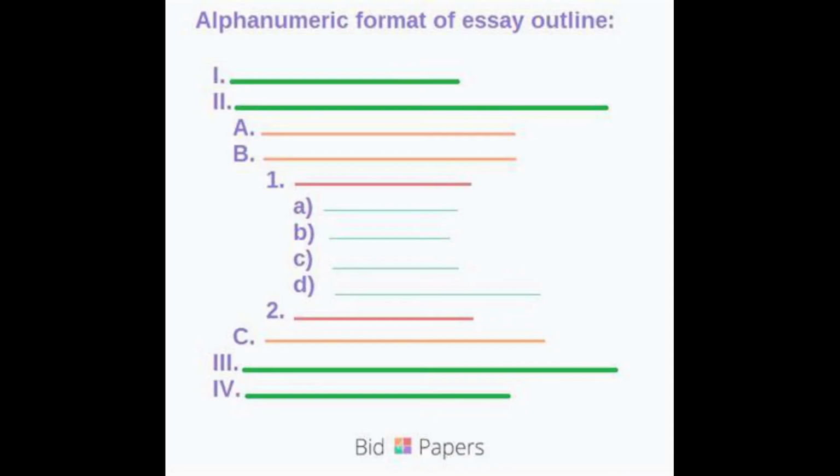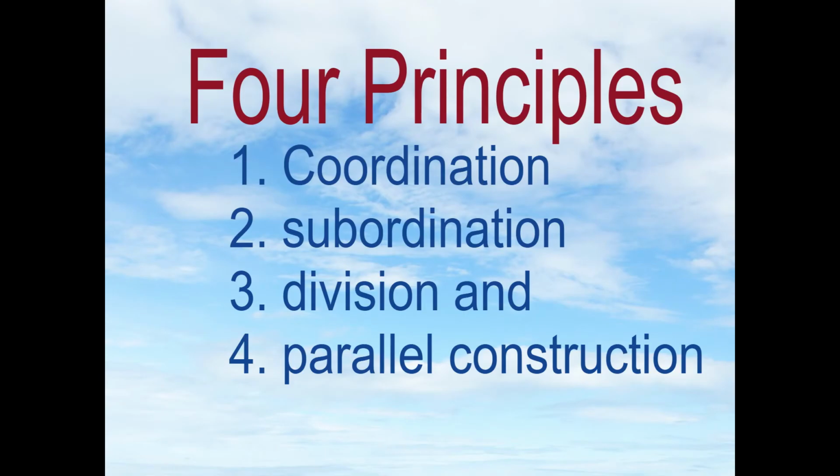There are four principles that need to be followed in making an effective outline. These principles are coordination, subordination, division, and parallel construction. The principle of coordination requires ideas of the same relevance to be labeled in the same way.